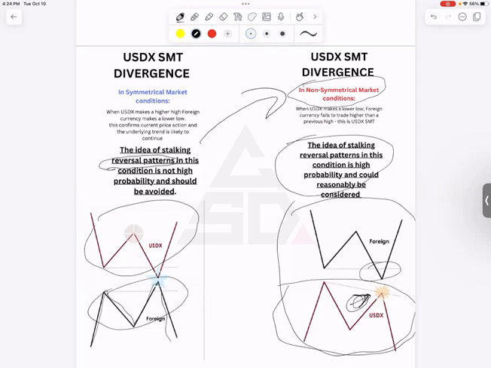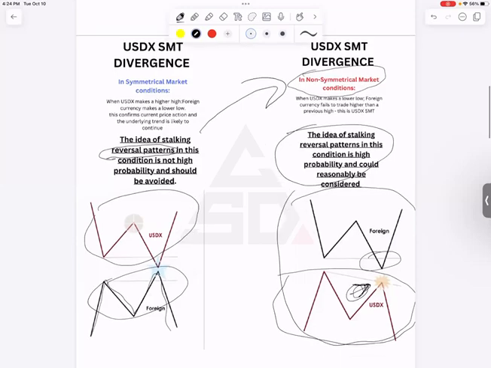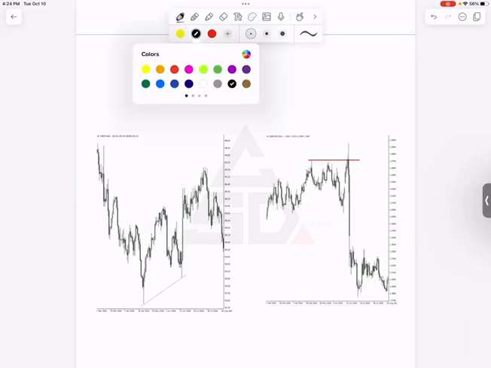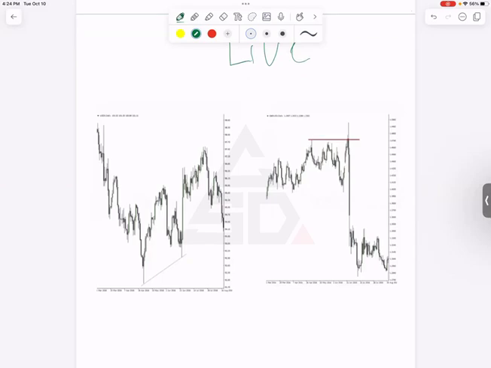Symmetrical, not too often. So just understand that. Let's move on. Here are some live trades that you can see some examples. Right here, you can see this is dollar index, DXY, and this is pound USD. As you can see, there was a failure swing. Failure swing right there in reverse.